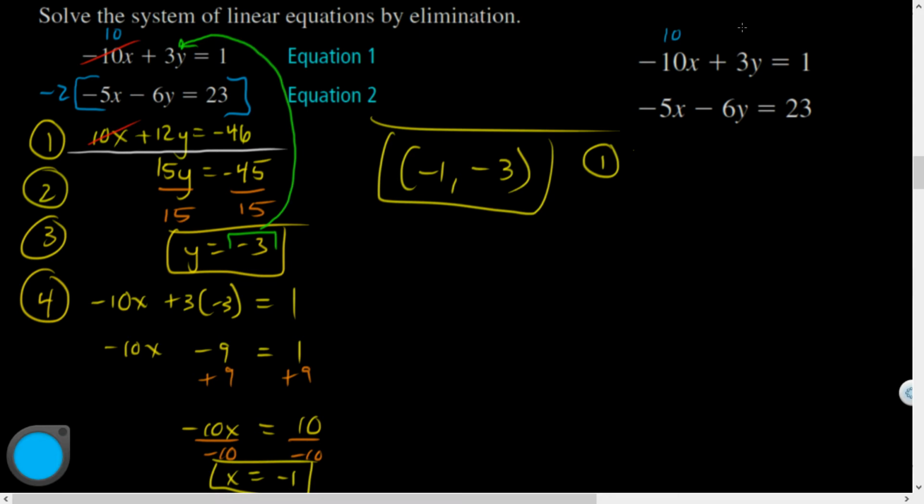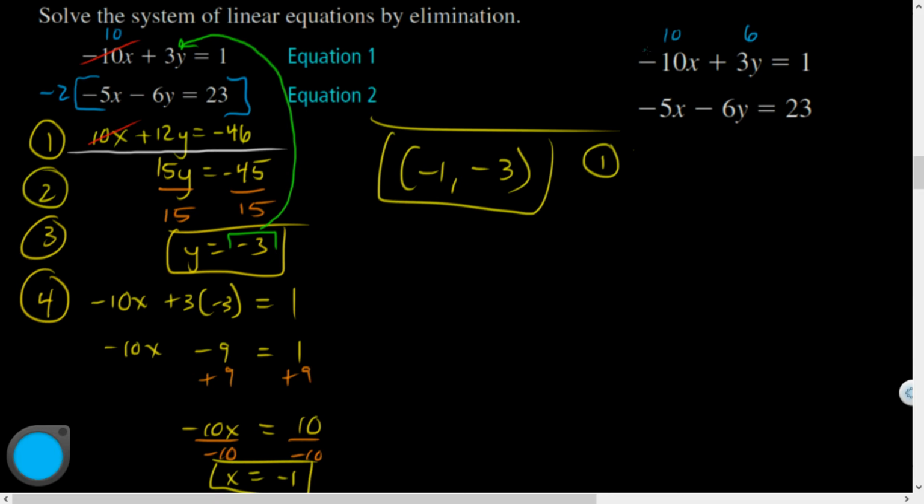They both go into 12. Better yet, they both go into 6. 12 could still work, though. But since I'm a mathematician who's an efficiently lazy person, I usually like to work with smaller numbers. If I wanted to get 6's for these coefficients, this one's got -6. If I want to get this to be a +6, what would I have to multiply that by to get +6?